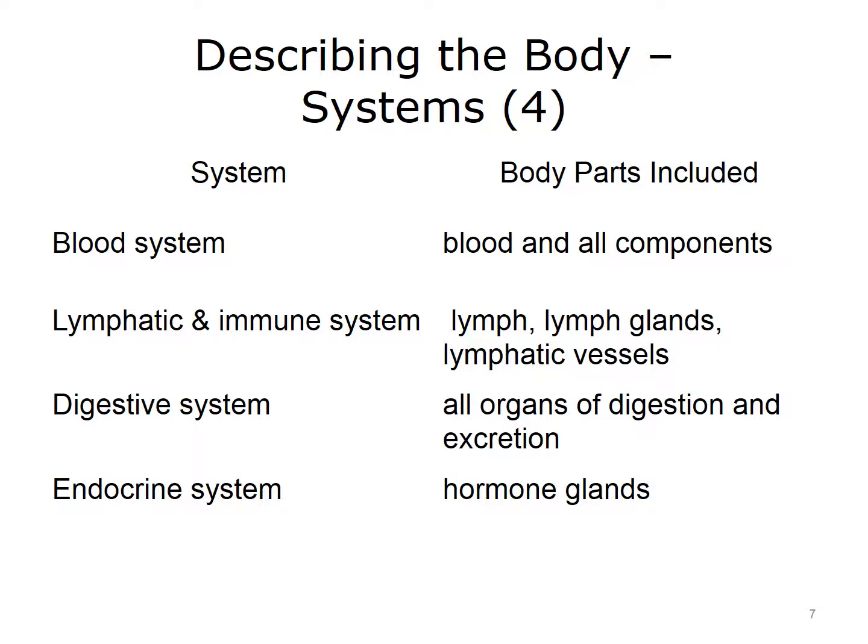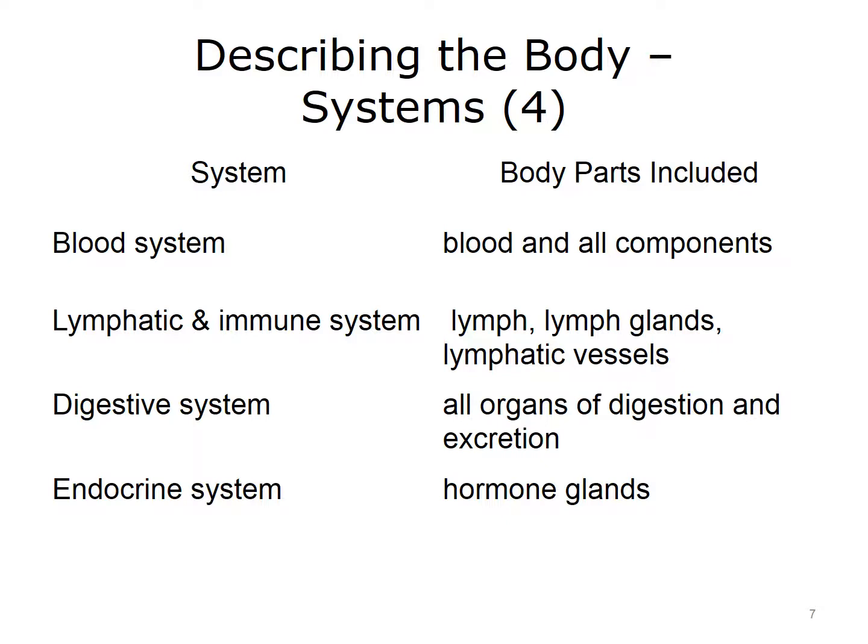The lymphatic and immune system includes the lymph glands, and lymphatic vessels. This system is key in recognizing and destroying disease-causing organisms and abnormal cells. The digestive system includes all organs of digestion and excretion, such as the esophagus, stomach, intestines, etc. It digests food, absorbs nutrients into the blood, and excretes undigested wastes. It receives sensory information for the sense of taste.